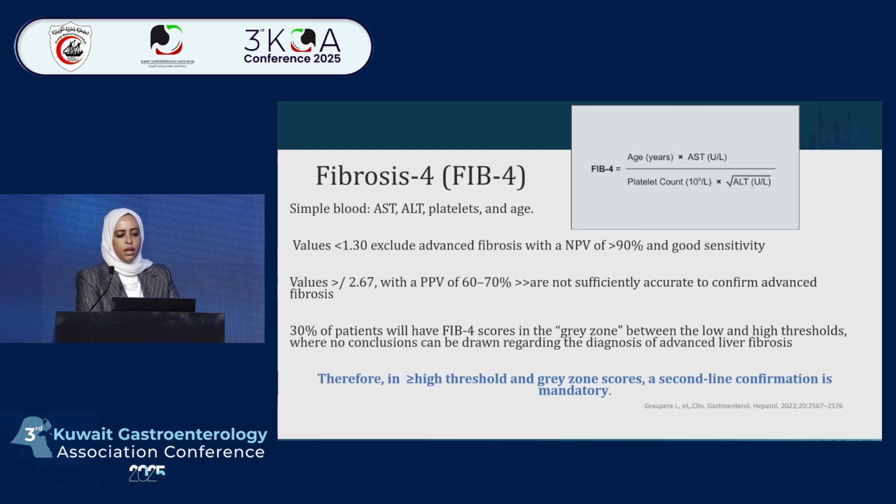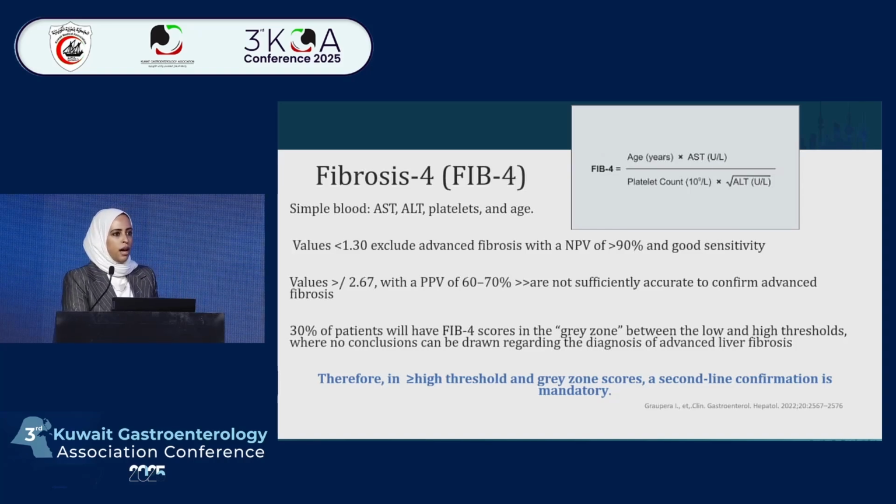So, our sturdy friend, the FIB4: AST, ALT, platelets, and age plugged into an algorithm, and it gives us readings. This is a great tool in a primary care setting, or in a busy hepatology clinic or GI clinic, where you need to screen to see which patients need more testing. If you get a value of less than 1.3, this excludes advanced fibrosis with a negative predictive value of more than 90%. So this is an excellent screening tool to rule out advanced fibrosis.